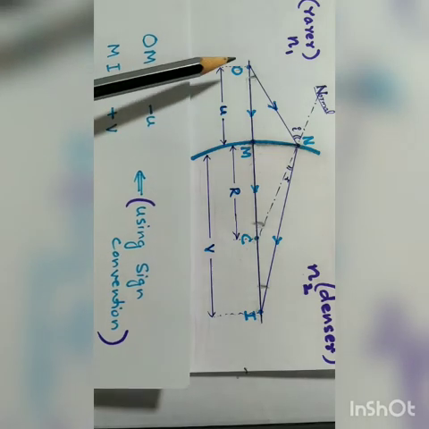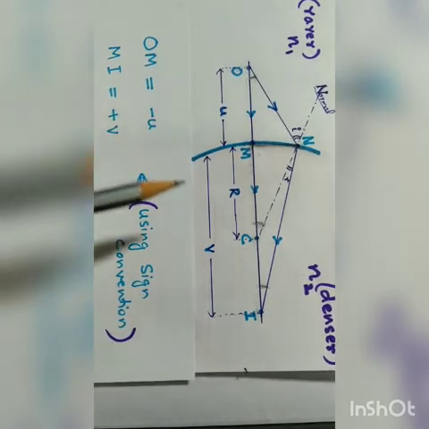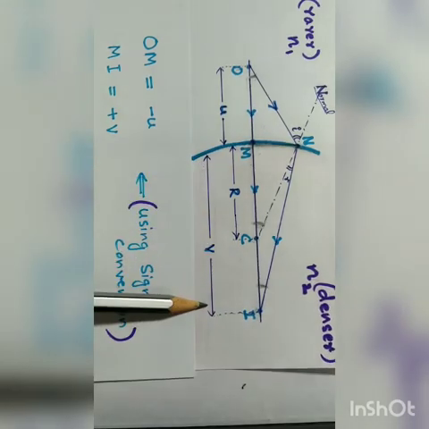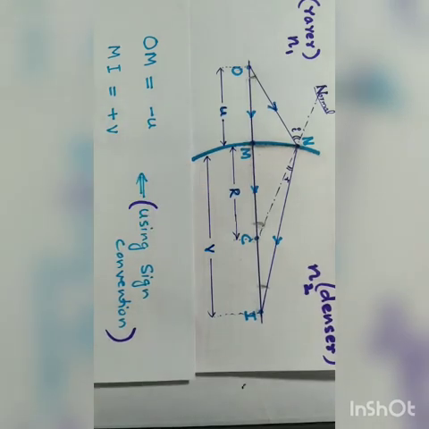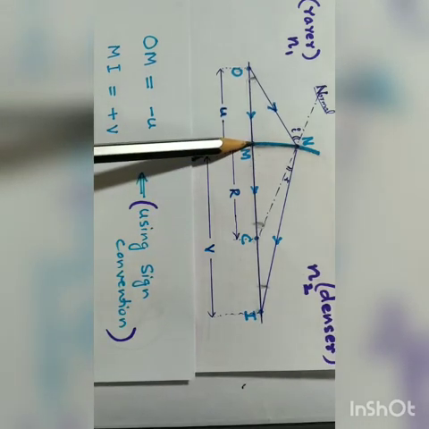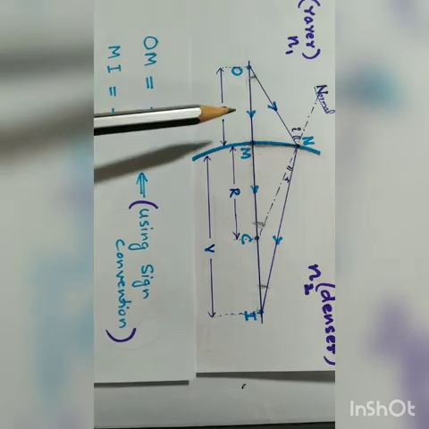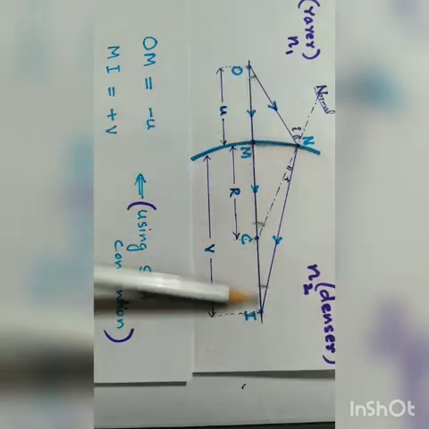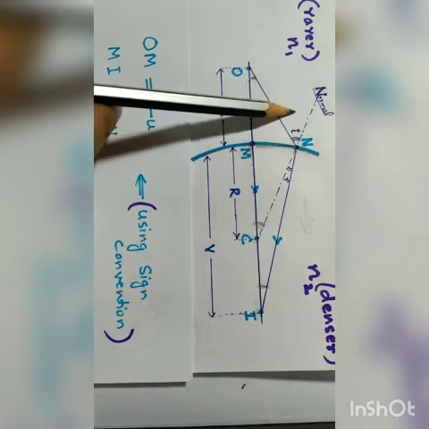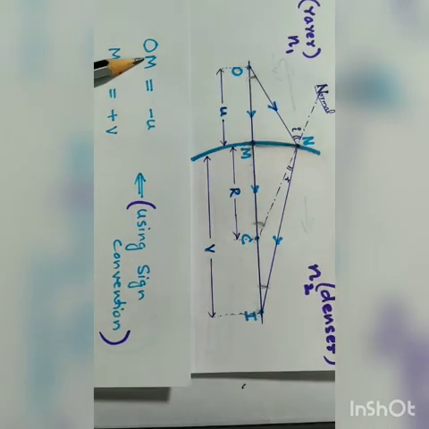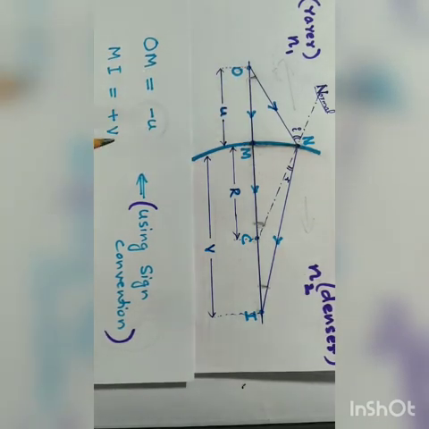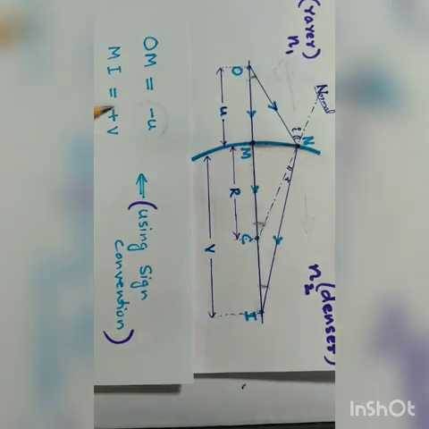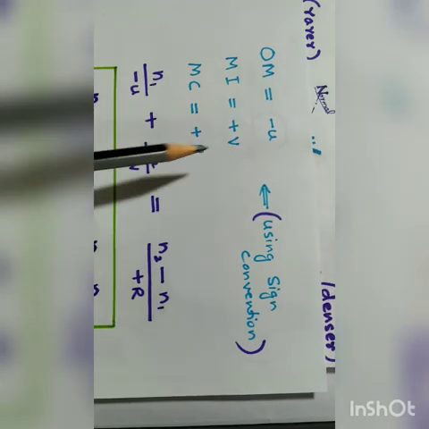Now from the diagram we know that OM is u, MI is the image distance v and MC is the radius of curvature R. Now using sign conventions, I hope you remember sign conventions. All the measurements taken from the pole to this side, against the direction of light, should be taken as negative, and to this side, the direction of light, is positive. So OM is on this side of the pole, so for u we have to put a negative sign. These two measurements are positive, so plus v, plus R.